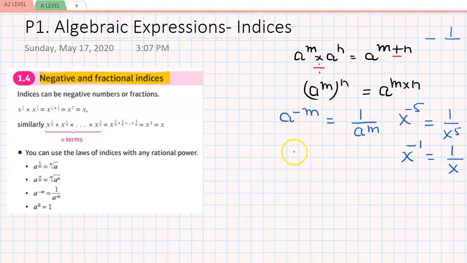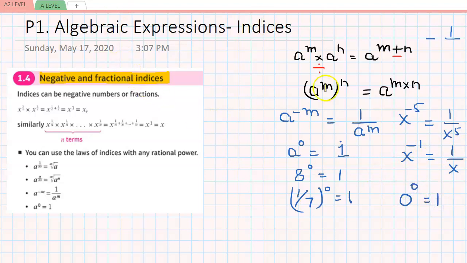One more important rule about indices is, a to the power 0 is equal to 1. I hope you know that anything to the power 0 is equal to 1. So for example, 8 to the power 0 is 1. 1 over 7 to the power 0 is also 1. What about 0 to the power 0? Is it going to be 1? Check this and let me know.